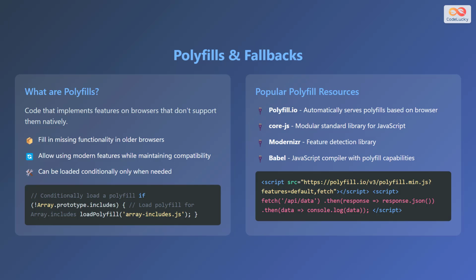Polyfill.io automatically serves polyfills based on the user's browser. Core.js is a modular standard library for JavaScript. Modernizr is a feature detection library, and Babel is a JavaScript compiler with polyfill capabilities. This code snippet shows how to conditionally load a polyfill for the array includes method if it's not supported by the browser. The second code snippet shows how to use Polyfill.io to include default features and the Fetch API, ensuring that the Fetch API can be used in all browsers.